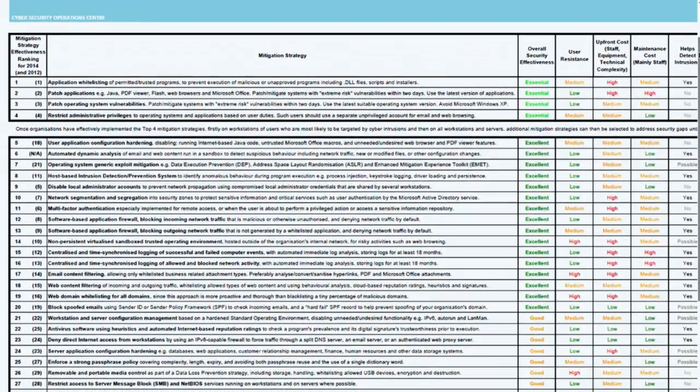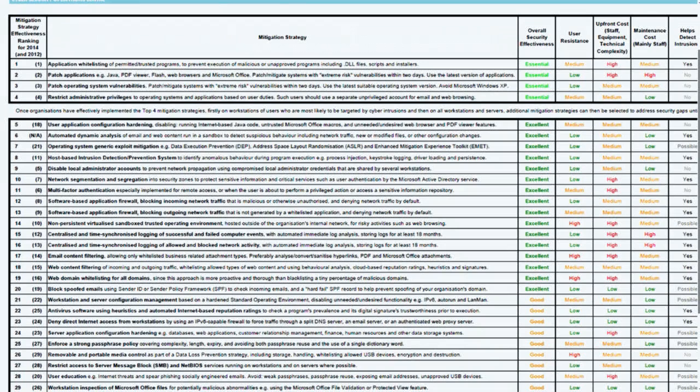There's a better version of this table on the actual Australian website. If you go to the link at the top of the story, you'll see there's a link to the HTML version of the table. So anyway, that's that. And then we've talked about patching applications, which is low user resistance, but high complexity and high maintenance cost.